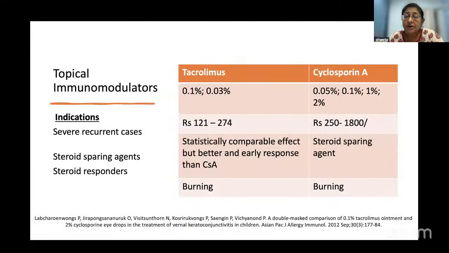Now, when we talk about topical immunomodulators, we have tacrolimus and cyclosporin. Well, anything less than 2% cyclosporin has almost a placebo effect in the VKC that we see in our group of patients. Tacrolimus 0.1 and 0.03 are good enough, and they do better than the cyclosporin. Even tolerating tacrolimus is easier. They are indicated in severe and recurrent cases and primarily as a steroid-sparing agent.